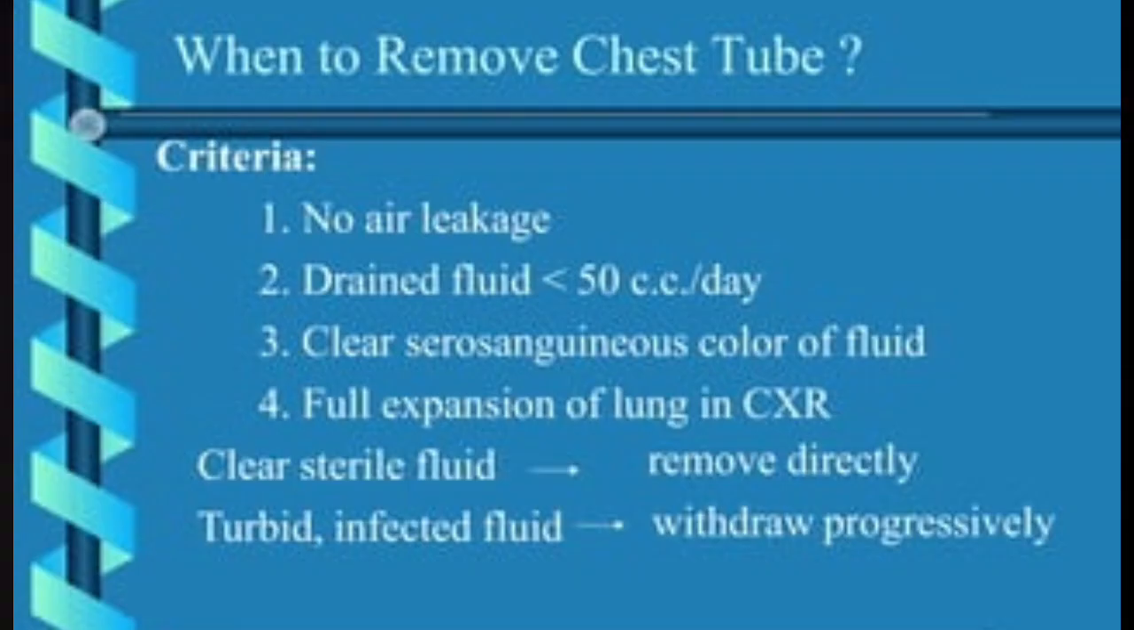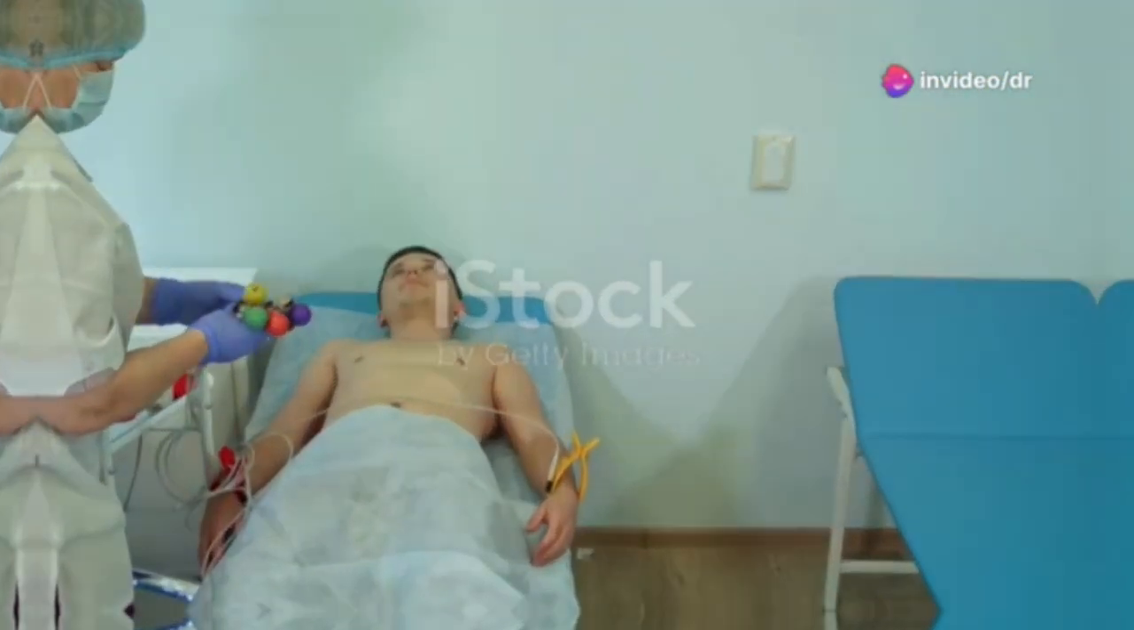Indications for removal. Minimal drainage less than 100 to 150 milliliters per 24 hours. Absence of air leak for pneumothorax. Radiological evidence of lung re-expansion. Resolution of the underlying condition such as infection control in empyema.